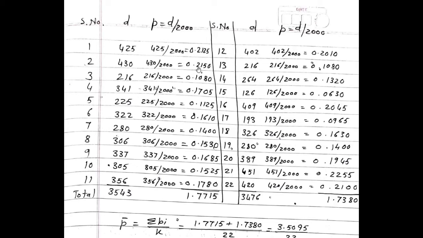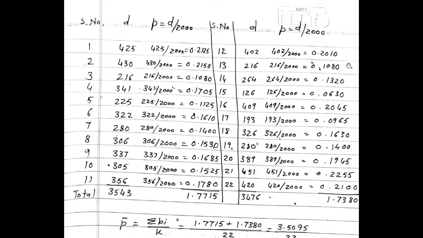0.2125 plus 0.2150 plus 0.1080 plus 0.1705 plus 0.1125 plus 0.1610 plus 0.1400 plus 0.1530 plus 0.1685 plus 0.1525 plus 0.1780. The total of these 11 values are 1.7715.